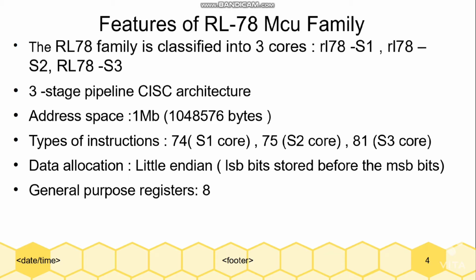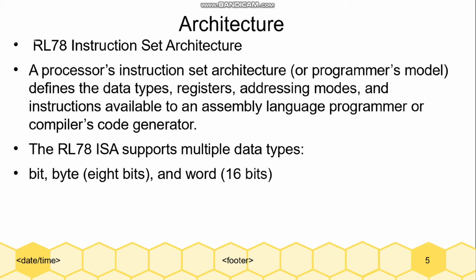Data allocation is of the type little endian, which means that the LSB is stored before the MSB, and it has 8 general purpose registers. Now we are going to look at the architecture.